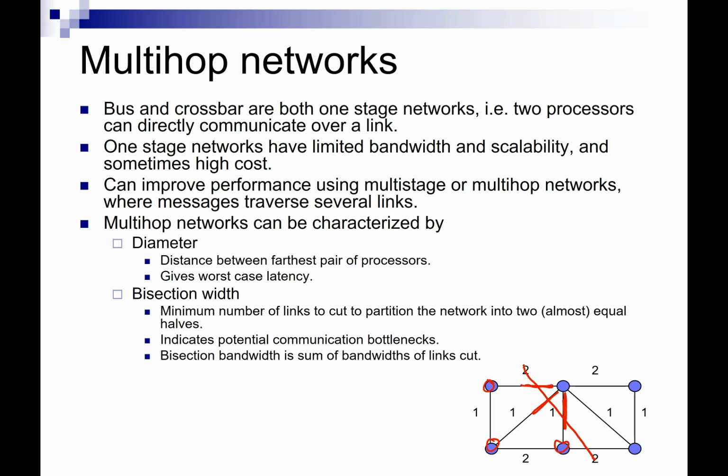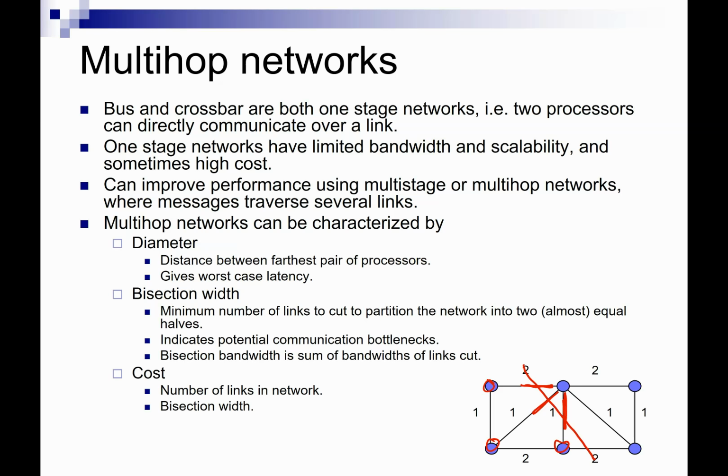Now we want the bisection width to be as large as possible, right? Because if we have a small bisection width, then that means that processors on one side can't really communicate with processors on the other side, because there's not much bandwidth between these 2 sides. So we want to maximize the bisection width. Again, for diameter you want this to be as small as possible, and for bisection width you want this to be large.